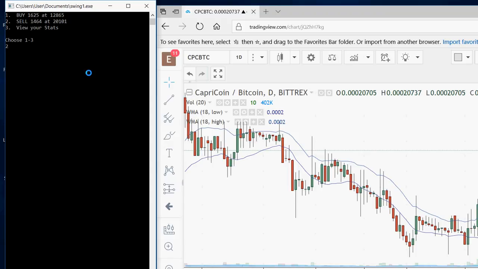Then the 20 would sell just a couple days after that. The 16 would hit again just before August. So look at all these up and down swings. The 12 would hit 12,865. It looks like it'll hit this day here, as it does.